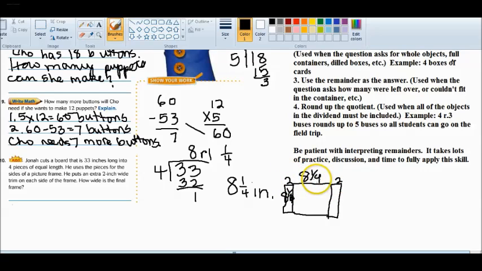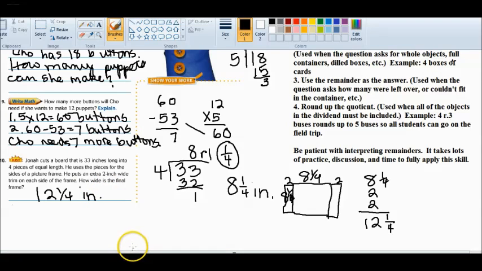When I add all of it together, which is 8 1/4 plus 2 inches plus 2 inches, I'm going to add my whole inches together first. That's 8 plus 2 plus 2, which is 12 full inches. And then we have the 1/4 inch, from when we divided the 33 inches into 4 equal pieces and were able to report the remainder as a fraction. So our final answer is 12 1/4 inches. That's the final width of the frame.